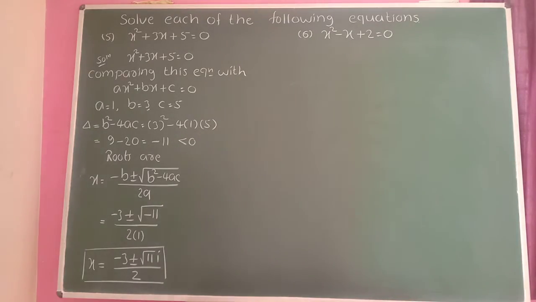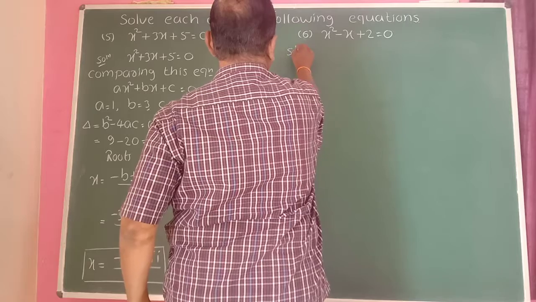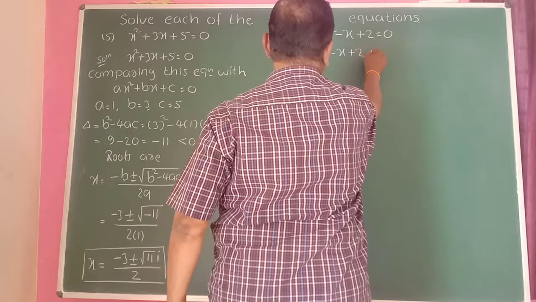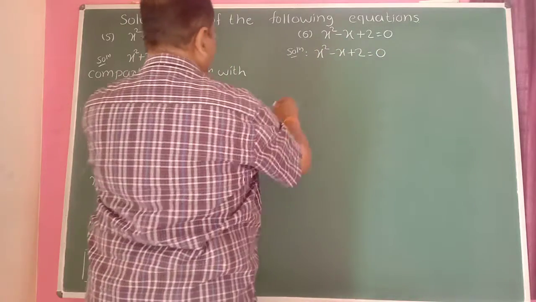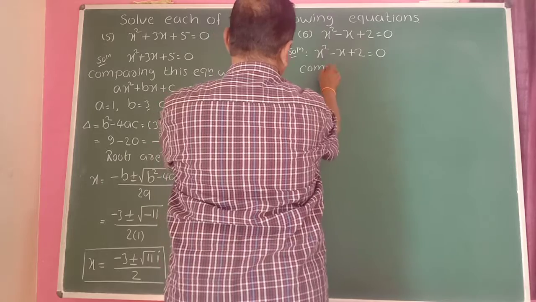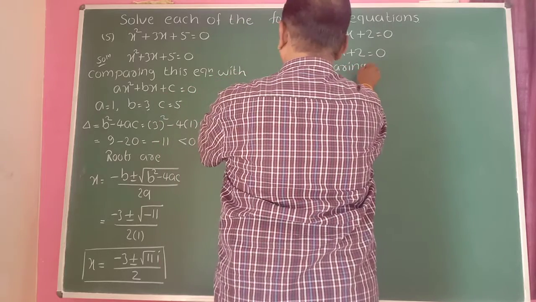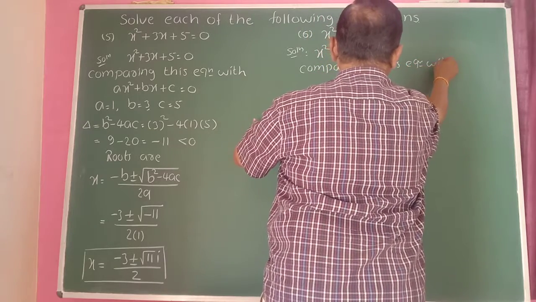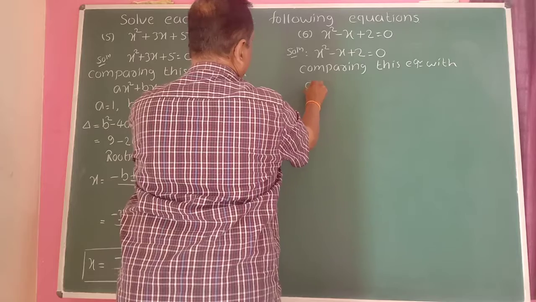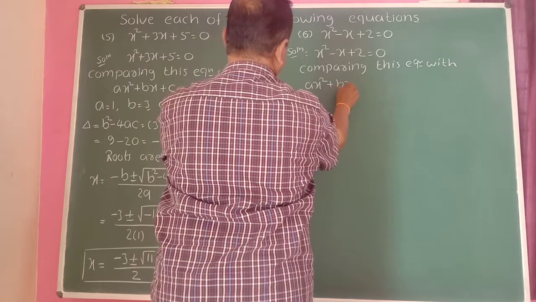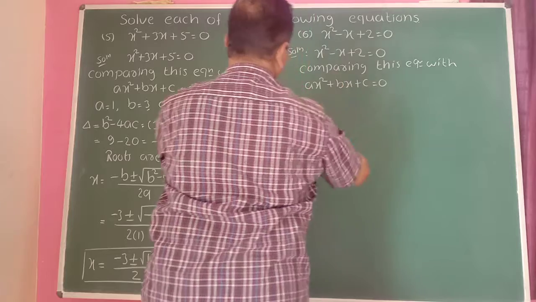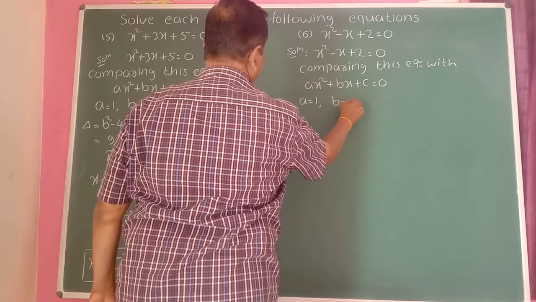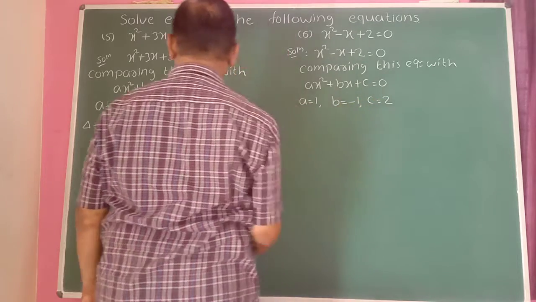Similarly, one more equation is x square minus x plus 2 is equal to 0. Comparing this equation with ax square plus bx plus c is equal to 0. Hence, the value of a is 1, b is equal to minus 1, c is equal to 2.